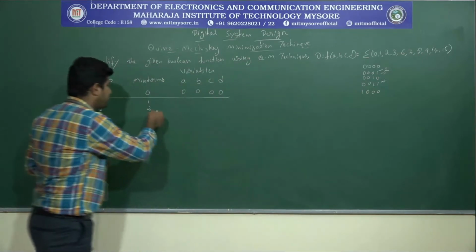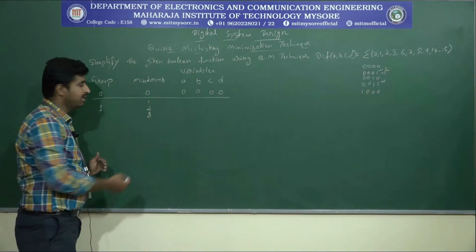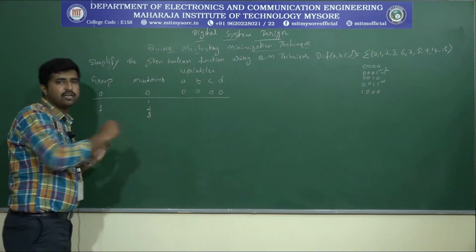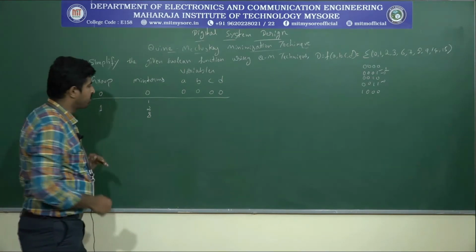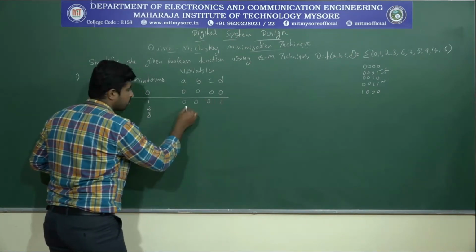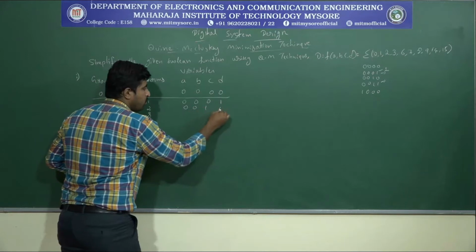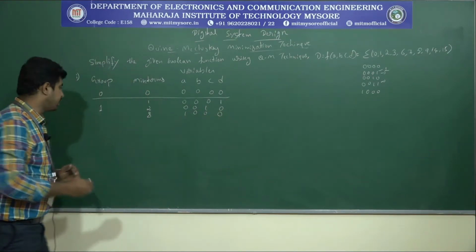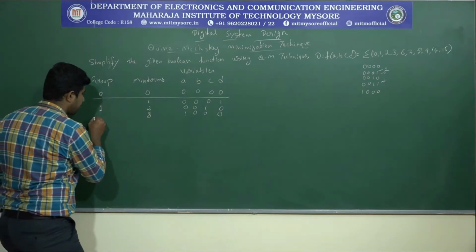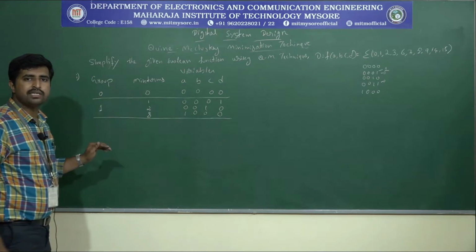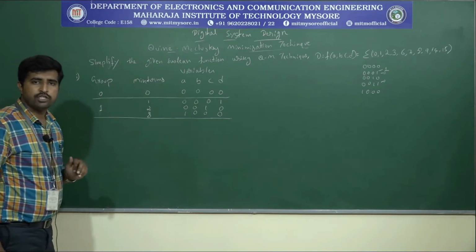We need to write them in increasing order. Don't write 2, 1, 8. Always we need to write in increasing order: 1, 2, 8. So 1 corresponds to 0, 0, 0, 1; 2 corresponds to 0, 0, 1, 0; 8 corresponds to 1, 0, 0, 0. This completes group 1, that means the minterms consisting of one logical one.